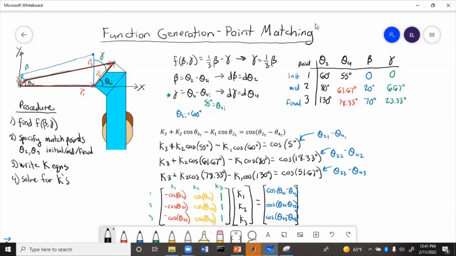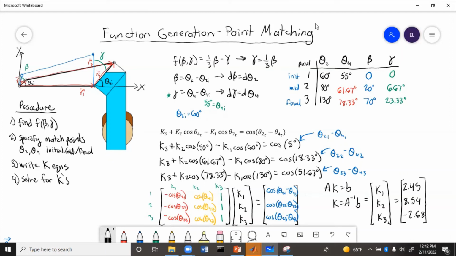So we can do that if we follow the format A K equals B, then K equals A inverse of B. So if we do that, then using the actual numbers, we get K1, K2, K3 equals 2.45, 8.54, negative 2.68. So these are our K values.